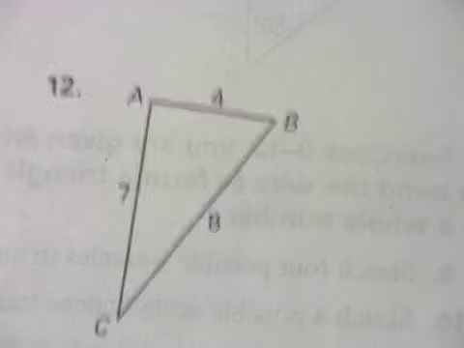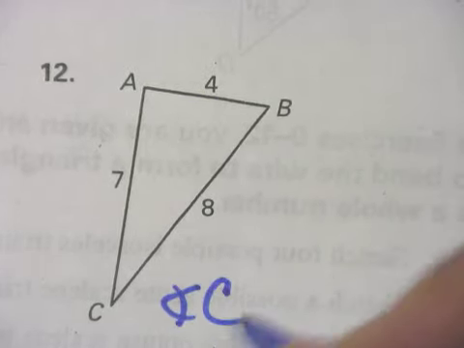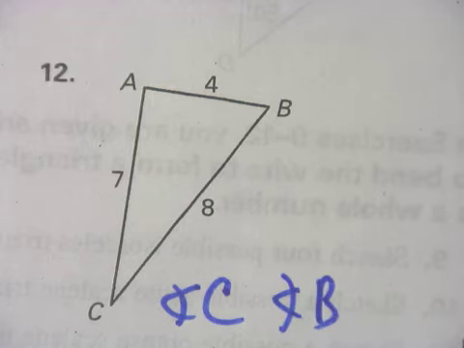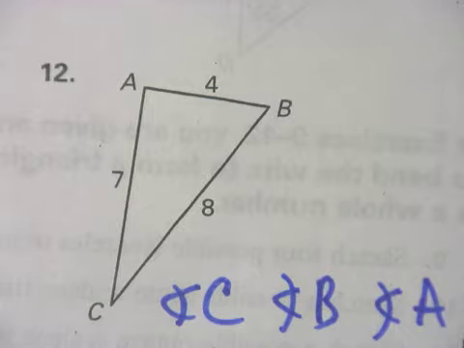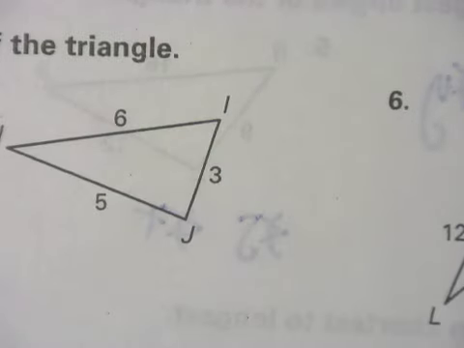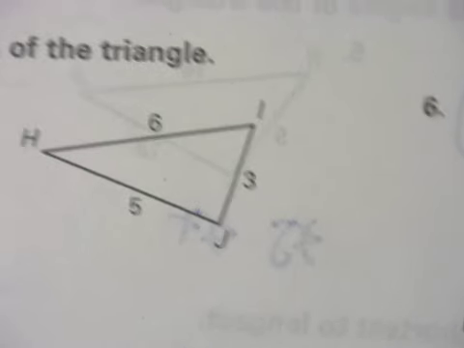And finally, number 12, I can see here that 4 is the smallest side, so that corresponds to angle C. 7 comes after that, which is angle B. And then 8 is left, which is angle A. Okay? Now let's turn to page 75. Questions 1 through 13.